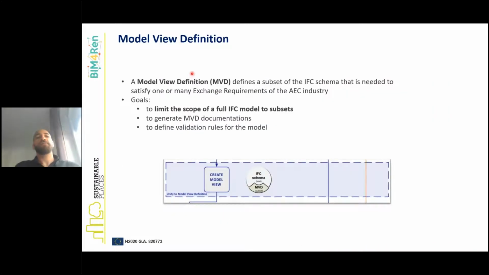And finally, after you define the information delivery manual, it is easy to define or generate the MVD documentation, which is just a subset of the IFC schema. As I said, you don't export an IFC file, you export an MVD. Just to simplify the meaning.